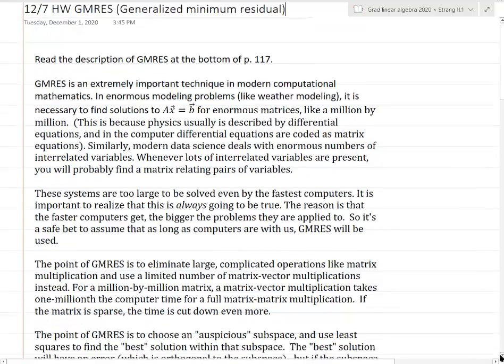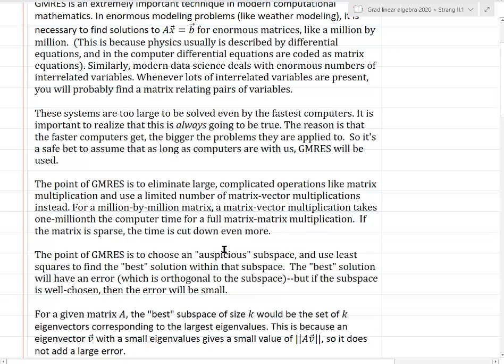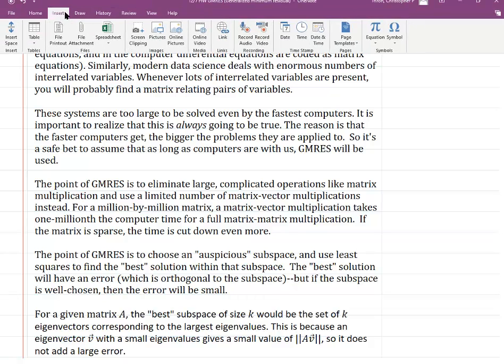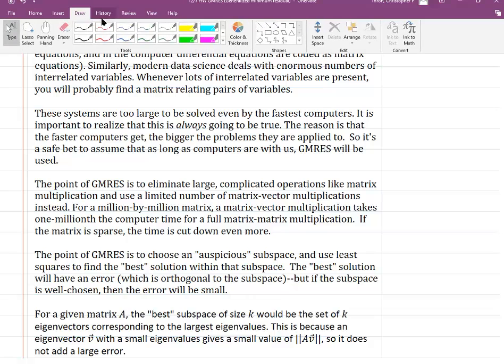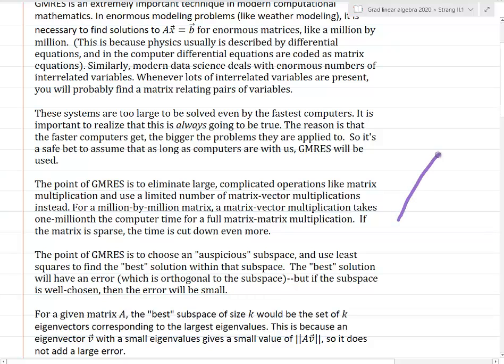Okay. Now, the point of GMRES is to choose an auspicious subspace, one that's promising, one that will probably give us a vector that's close to the solution we want, and then use least squares to find the best solution within that subspace. Okay, so if I just draw a picture here, suppose I want to find some vector here, Ax = b, right? And suppose the vector is out here somewhere. Now, if I have some idea of a subspace that may be close to this vector, maybe I can construct a subspace that's something like this.